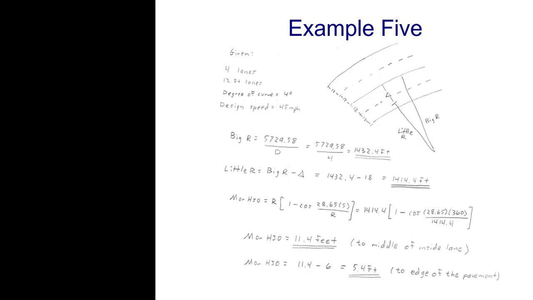M, or HSO, depending on how it is, is 11.6 feet to the middle of the inside lane. M, or HSO, to the edge of the pavement is 5.4 feet. So make sure that you're careful that you watch for that extra spot. This problem should take you about 2 to 3 minutes. They're going to ask you for M, or R, or HSO. Remember, you're looking for little r in the equation, not big R.